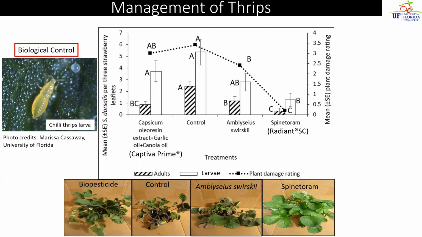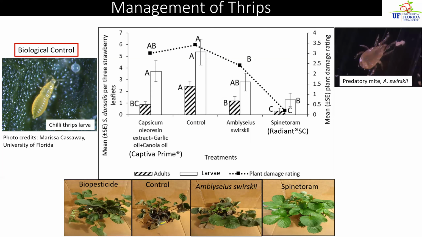A greenhouse study was also conducted to test the efficacy of a predatory mite Amblyseius swirskii in suppressing chili thrips when compared to a biopesticide Captiva Prime and the conventional pesticide Radiant. Potted plants of Florida Brilliance cultivar were used for this experiment.